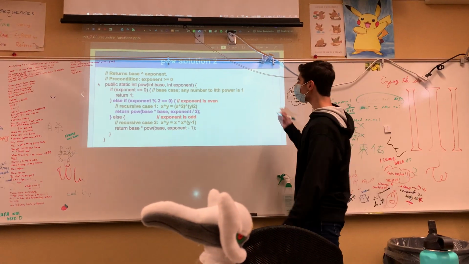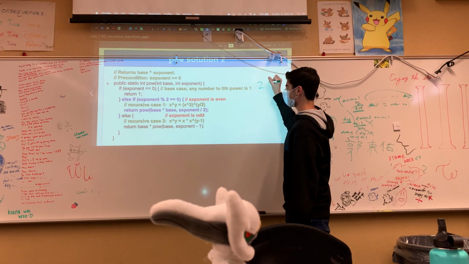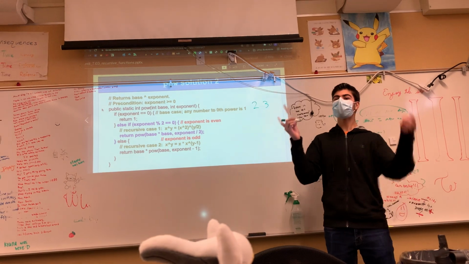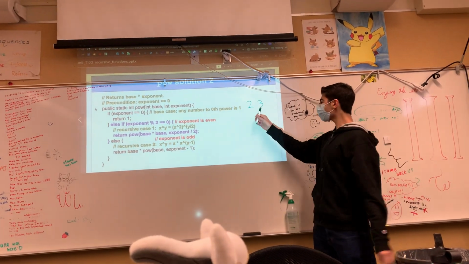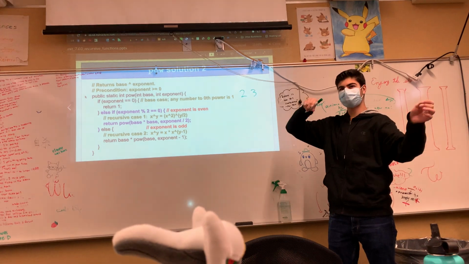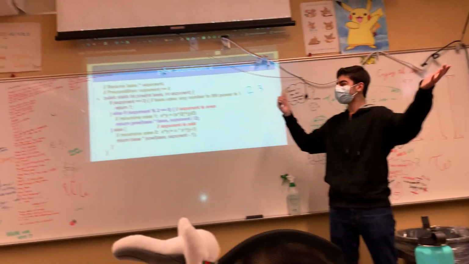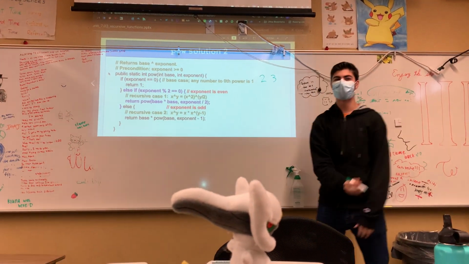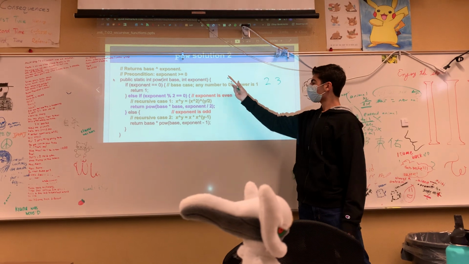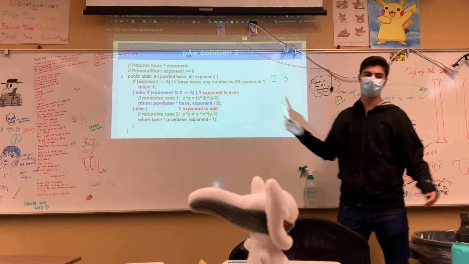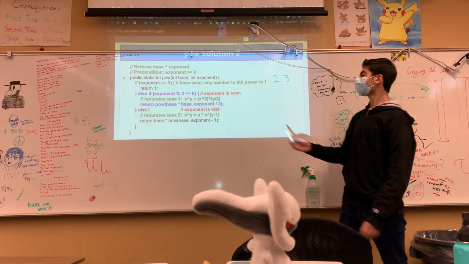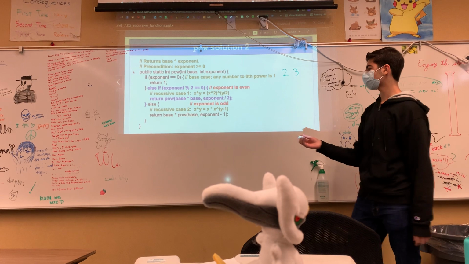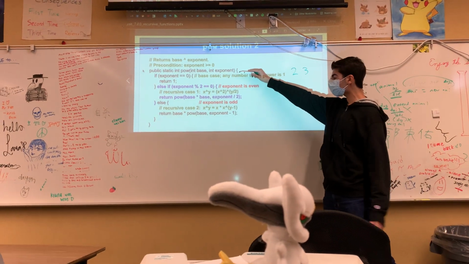All right, let's use 2 and 3 again because I like those numbers. Those are great numbers. All right, does our exponent equal 0? No. Is our exponent mod 2 equal to 0? No. So it goes into this statement. So it returns the base times PAL base, exponent minus 1. So it goes through this one more time.